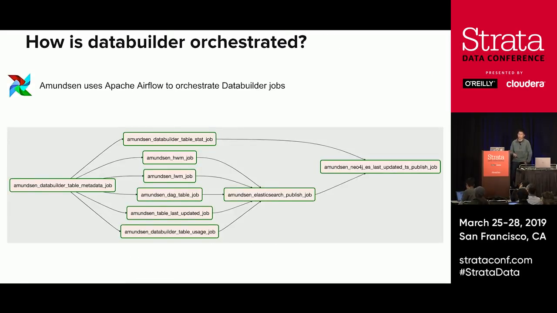At Lyft, we use Apache Airflow to do the orchestration for Amundsen because Airflow is a popular workflow management tool known for dependency management. So when this job is kicked off, we want to run it in a certain sequence. For example, the metadata job needs to run first. Once it's finished, we'll start the extended metadata collection like table stats, high watermark, low watermark, and which DAG generated the table. And once everything is finished, we will kick off the finish job, like publishing the last update timestamp into the graph, which shows the data freshness of our metadata.